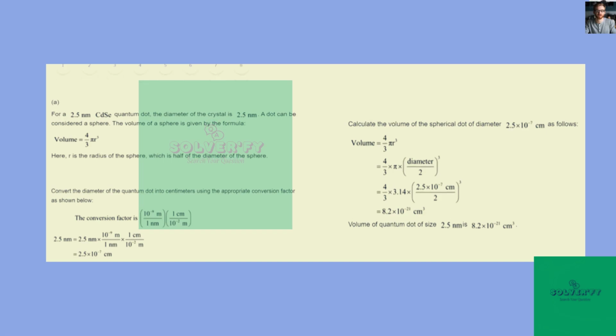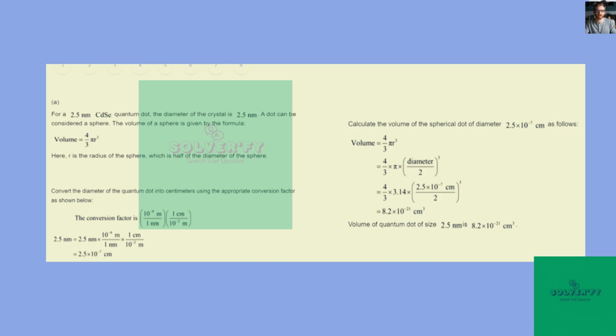This will be a really long question. For solving part A, for a 2.5 nanometer quantum dot, the diameter of the crystal is 2.5 nanometer. A dot can be considered a sphere having a volume of 4/3 pi r cubed, where r is the radius.